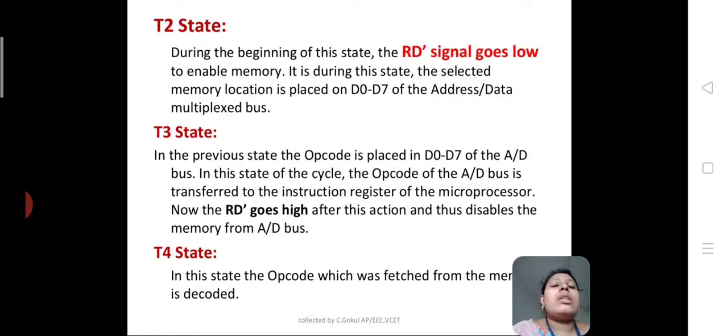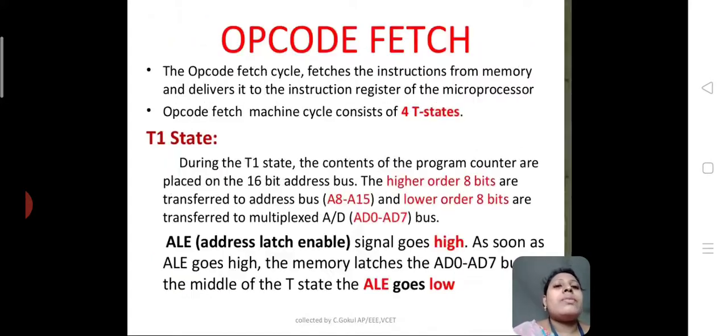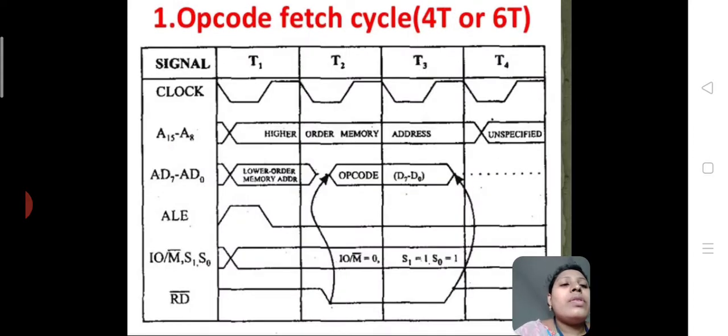So next, the T3 state. In the previous state, the opcode is placed on D0 to D7 of the address/data bus. In this state of the cycle, the opcode from the bus is transferred to the instruction register of the microprocessor. Now the read bar goes high after this action and thus disables the memory from the address/data bus.